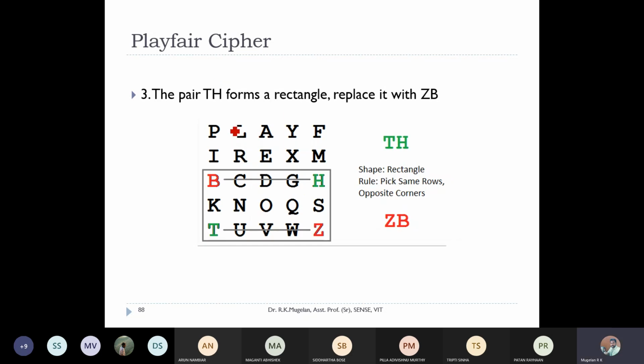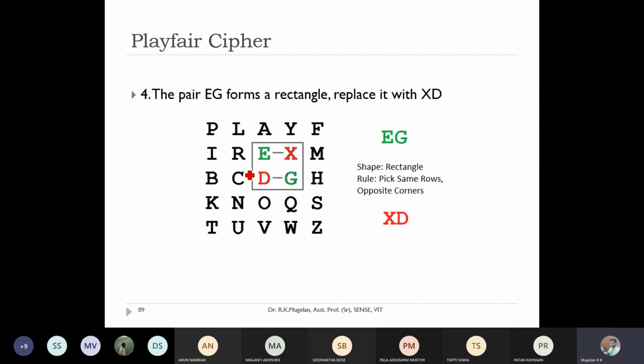Now, next TH. Okay, so TH is also forming a rectangle. So T will be replaced with the opposite corner, Z. H will be replaced with B. Right. For example, you can see you have elements of the plain text as E and G. E is present here and G is present here. So here the box, that is a rectangle, should be formed with this. You'll be asking, sir, this is a square. How are you saying this is a rectangle? Okay, it's a rectangle with equal sides.